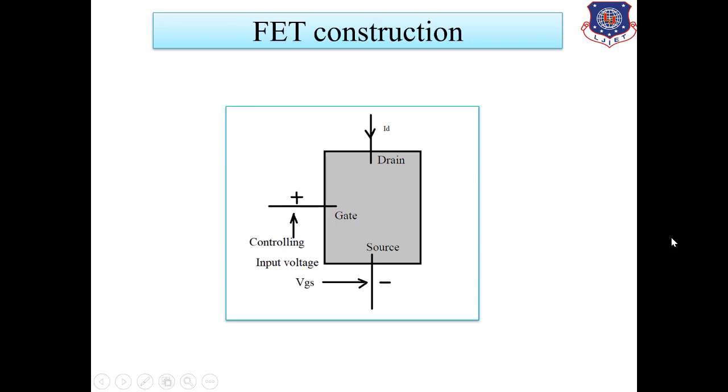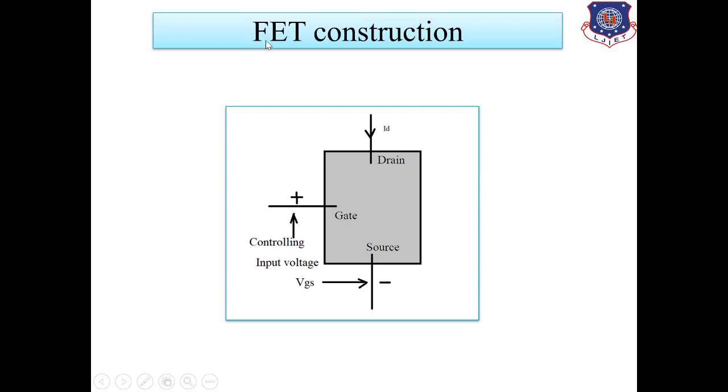So let's start with the FET construction. Dear student, this is the general diagram of FET construction. See, there are three terminals. In BJT also we have studied there are three terminals. Which are the three terminals of BJT? Base, emitter and collector. Remember those most important basic fundamentals of BJT so that you can easily understand the basics of FET.